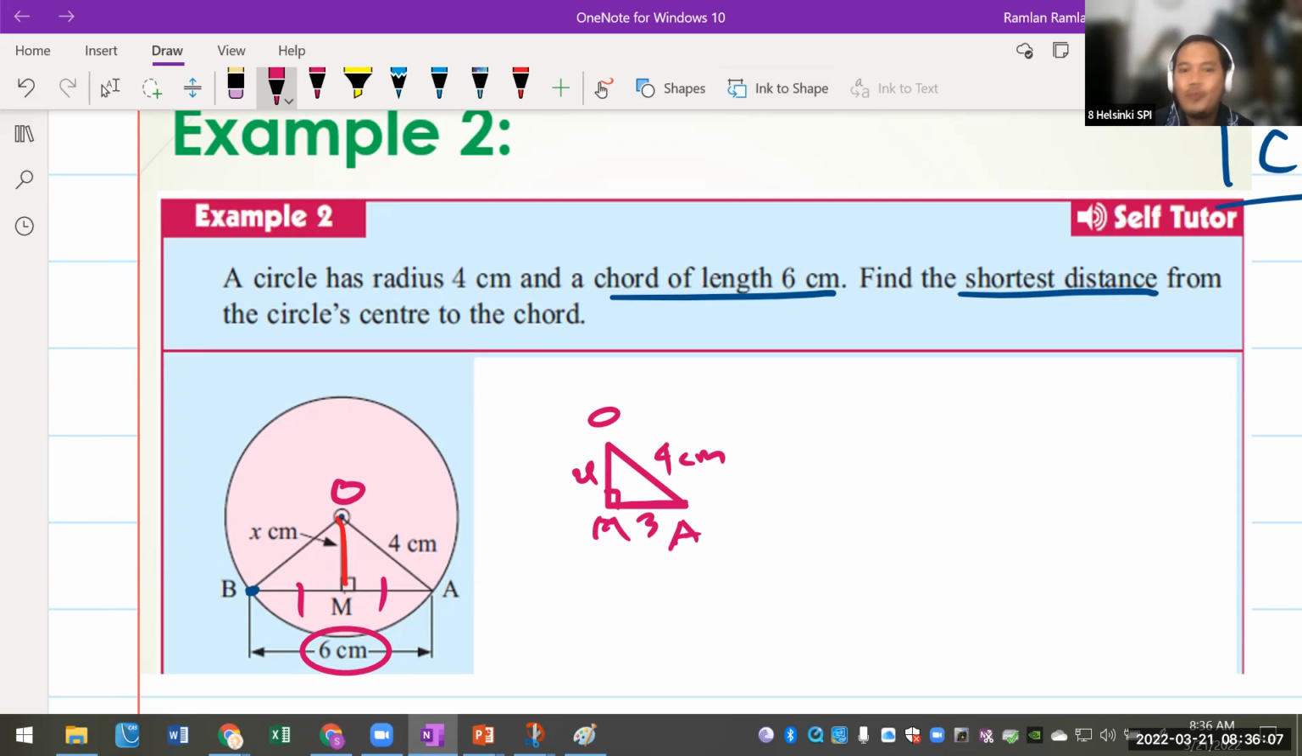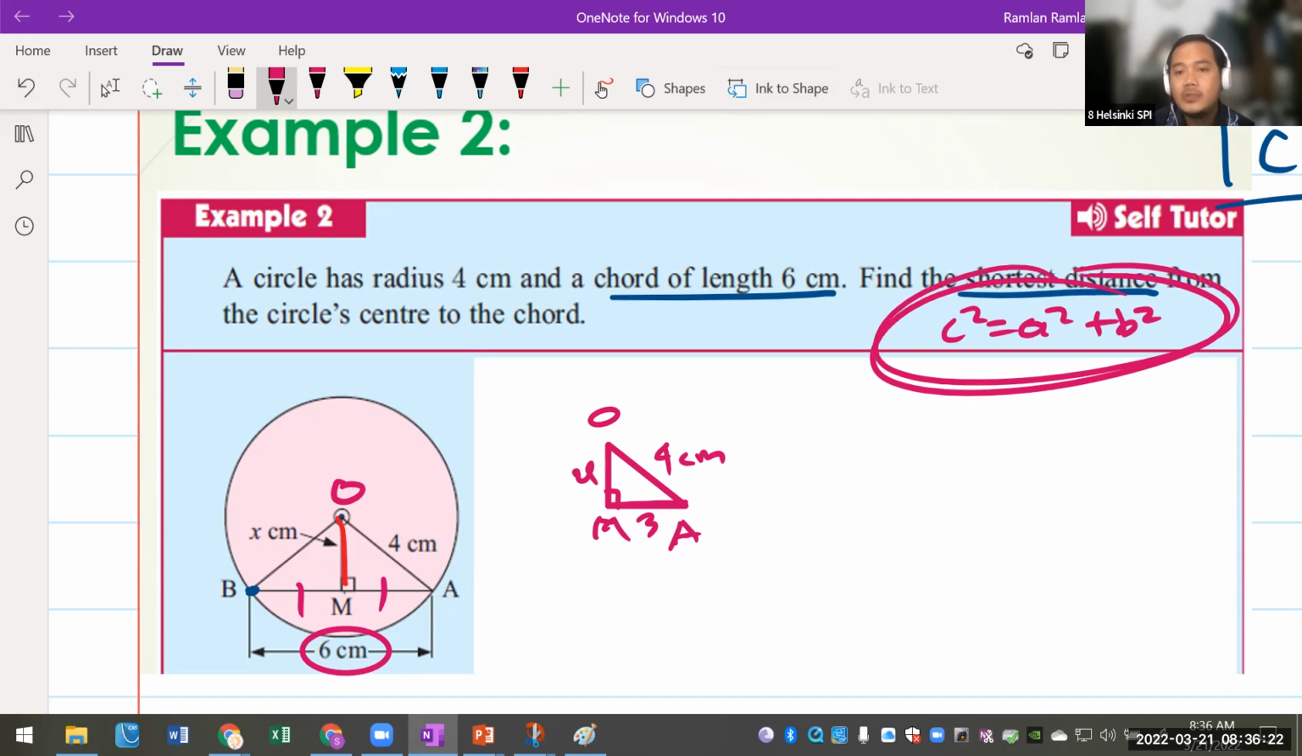So again, we only need to use c squared equals a squared plus b squared to find the value of X. But the question is, which one should we put? I mean, where should we put the 3? Where should we put the X? And which should we put the 4 into this formula?